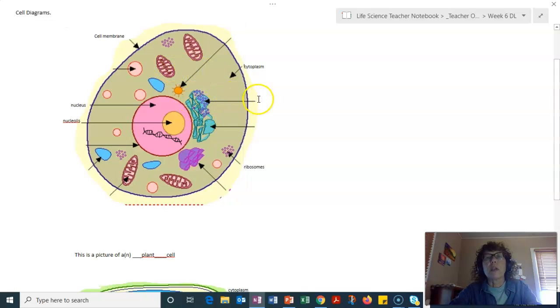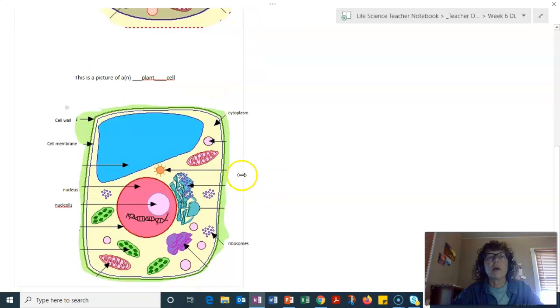So I'm just going to type it right here. And since I'm outside of the box, I think I can just type right here. We'll call this the rough ER. Make sure your ER is capital. And we'll type here by the next one. We'll call it the smooth ER. We got to do that down here as well. I'm going to type outside of the box. Rough ER. And smooth ER.